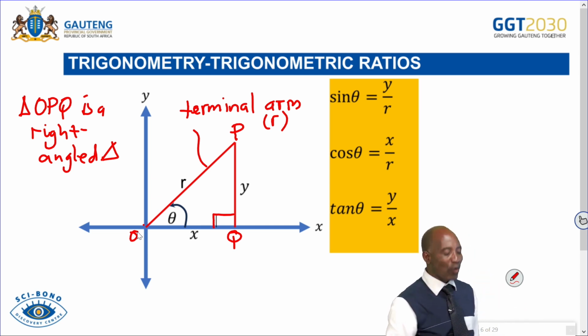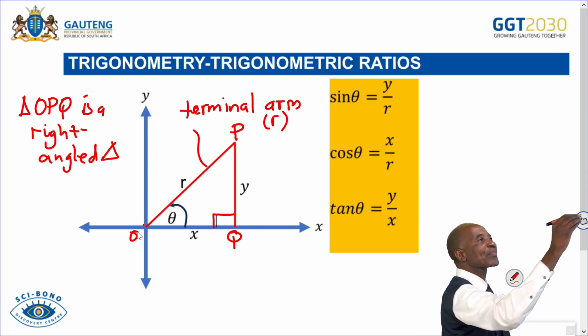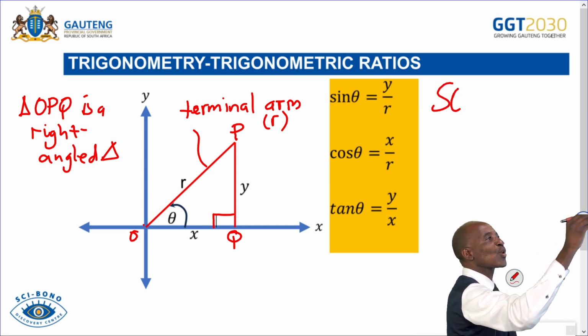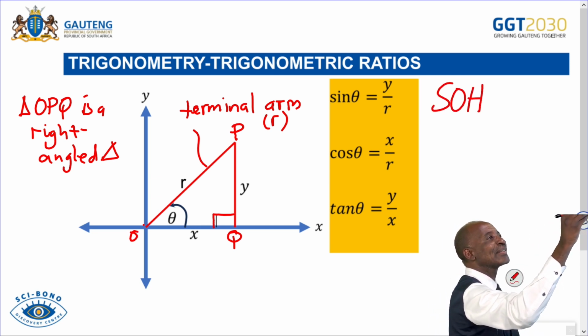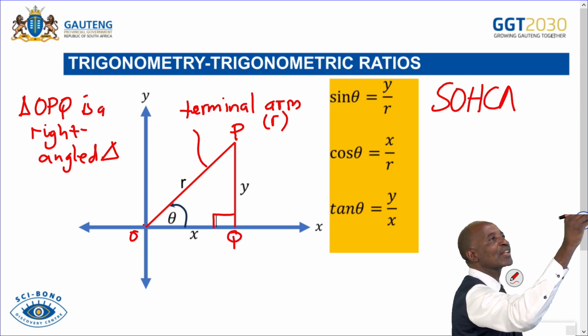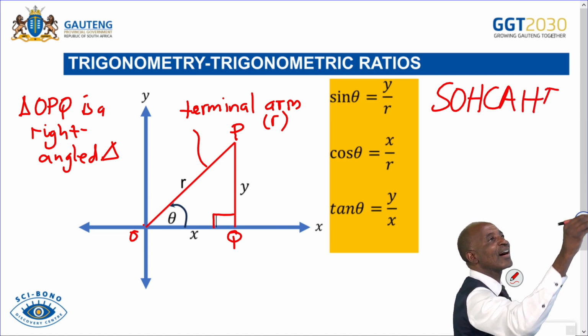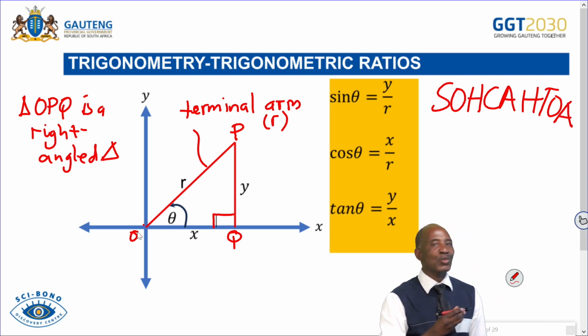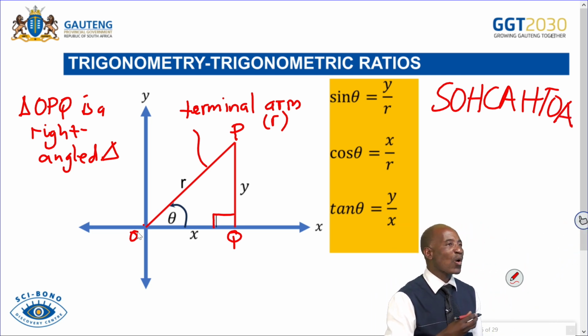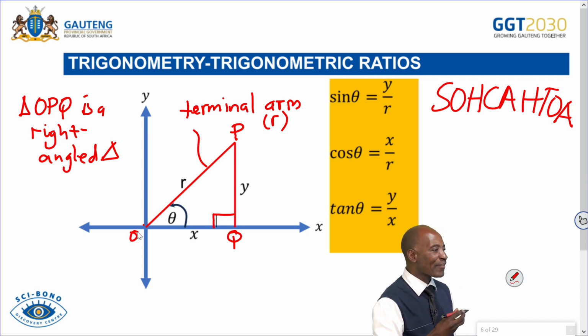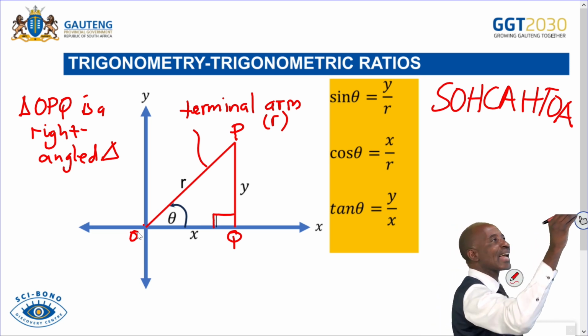You can only form them by using SOHCAHTOA, with an A at the end. That's the word that we use to identify our trig ratios. So our first ratio is sine. How do we define sine?